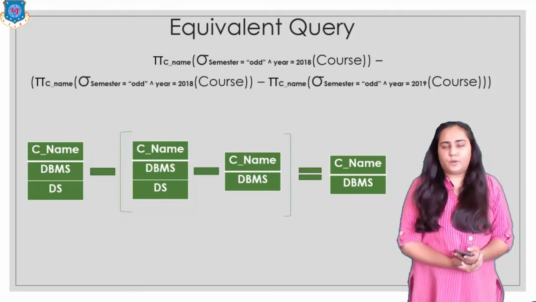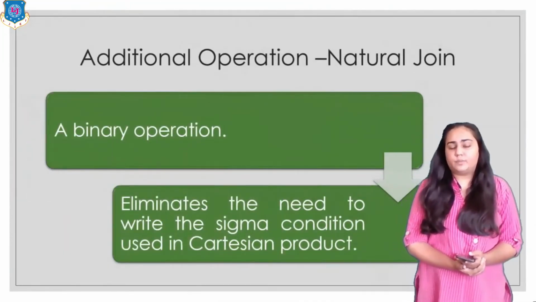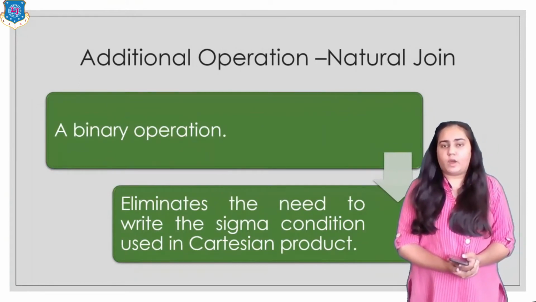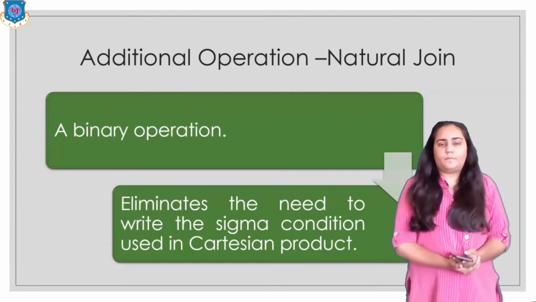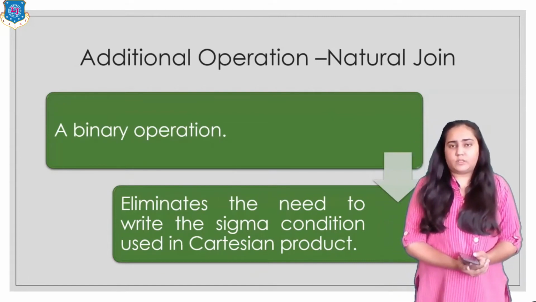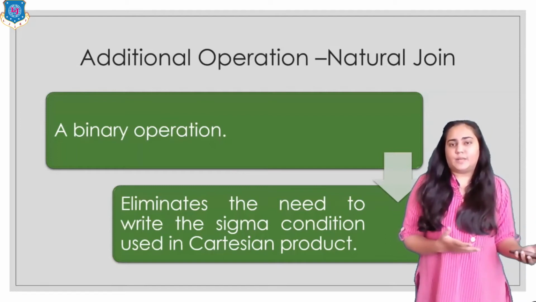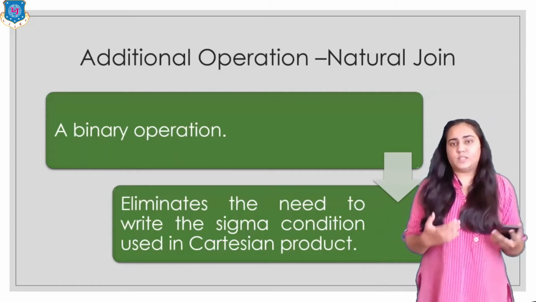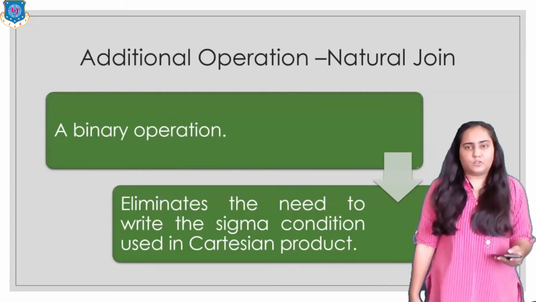Now let's see another additional operation, which is called natural join. It is a binary operation, and it eliminates the need to write the sigma condition with Cartesian product. So whenever we are doing a Cartesian product and we want to fetch those rows where some column is matching with another column, the values are matching, then we need to use a sigma condition. And if you want to remove that, then you can use a natural join.